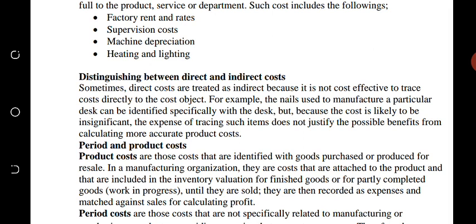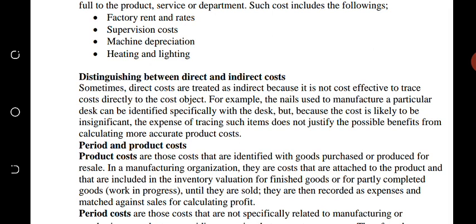For example, the nails used to manufacture a particular desk can be identified specifically with the desk, but because the cost is likely to be insignificant, the expense of tracing such an item does not justify the possible benefits from calculating a more accurate product cost.